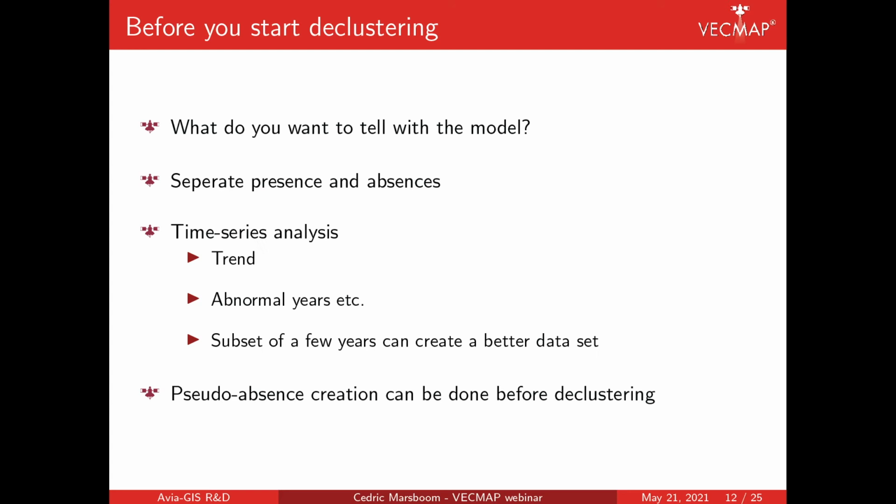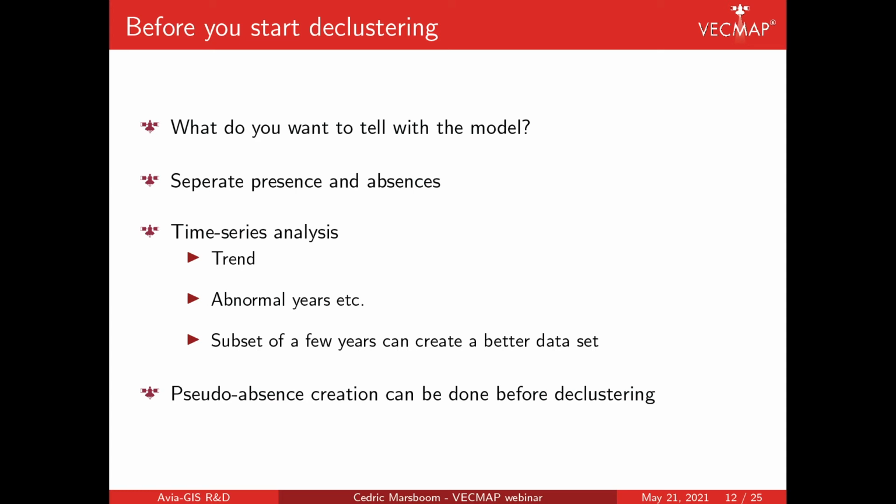So just one final thing you have to realize or think about before you start with your declustering techniques is, what do you want to tell with the model? Because depending on which declustering techniques you do, you can, for example, lose things like years. So if you do a quite aggressive declustering, that can have influence on something like that. So always do it separately for presence and absence.